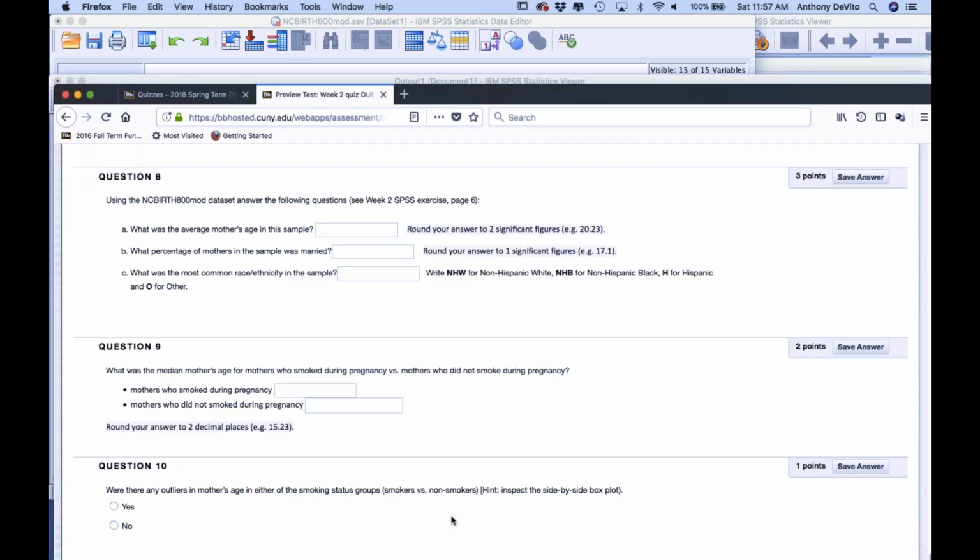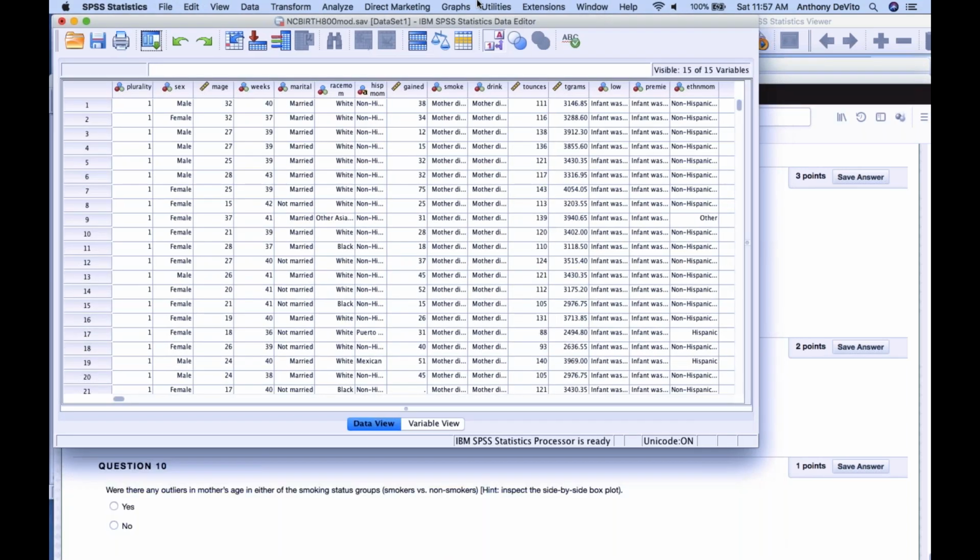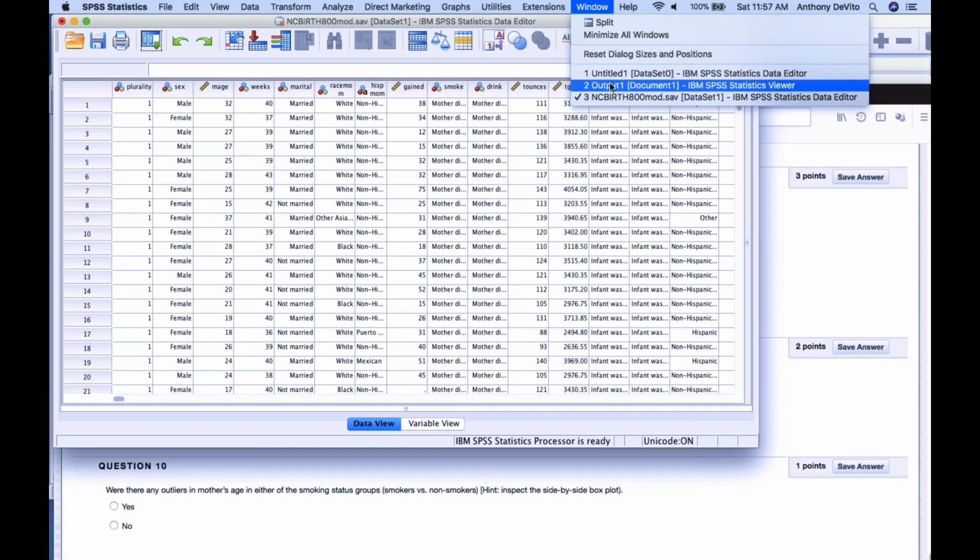So to answer that question, were there any outliers in the mother's age in either smoking group? Well, the answer to that is no. There were no outliers, right? I answered the wrong question, didn't I? But maybe this is a learning exercise, right? There were no outliers there, were there? If I go back to the output window, right?